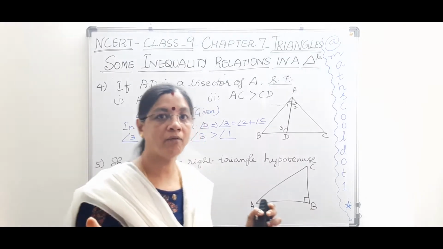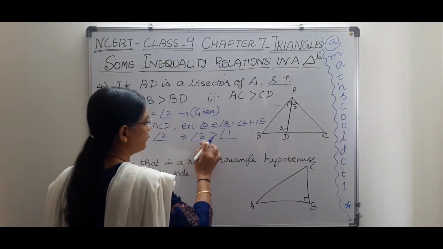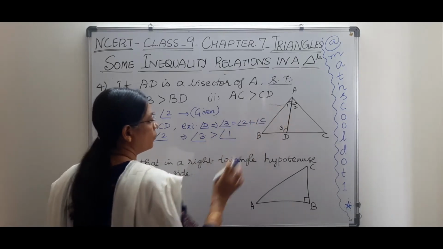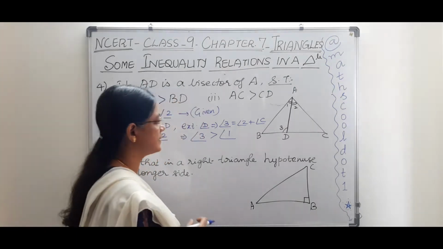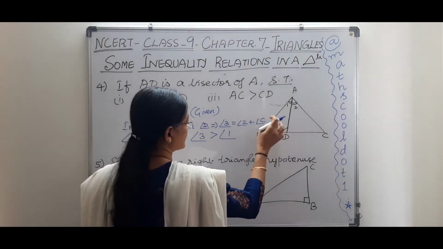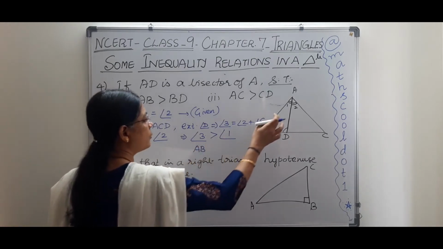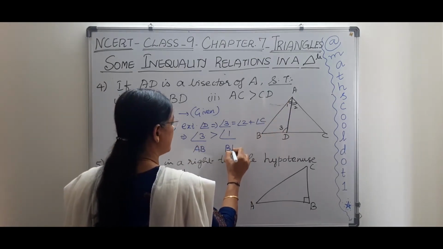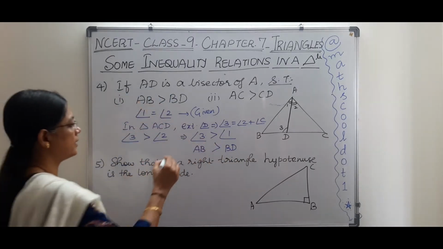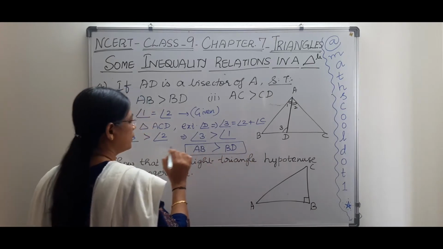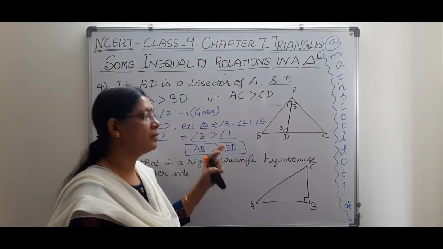So that's it. We have completed the first part. Because we have angle 3 greater than angle 1, let's refer to the sides opposite to the angles. The side opposite to angle 3 is AB and the side opposite to angle 1 is BD. So AB is greater than BD, hence it is proved. Do you understand? That is how we prove AB greater than BD.